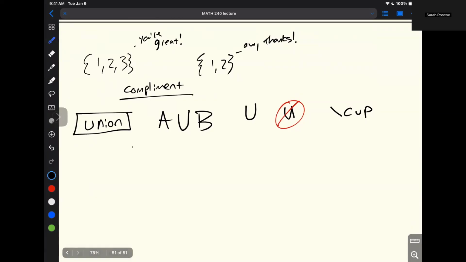And so the union of two sets is a set itself. And this is a set that has all the stuff in A and all the stuff in B.